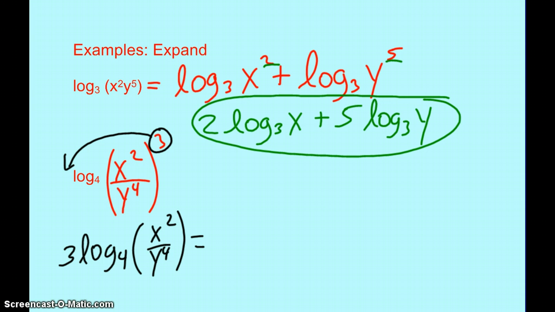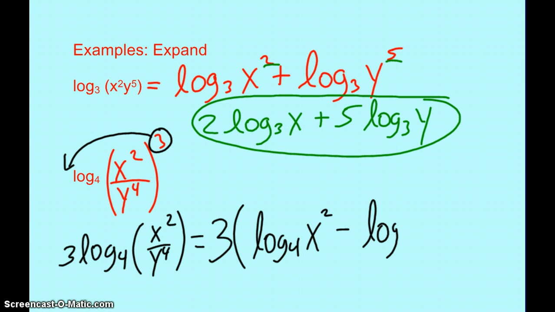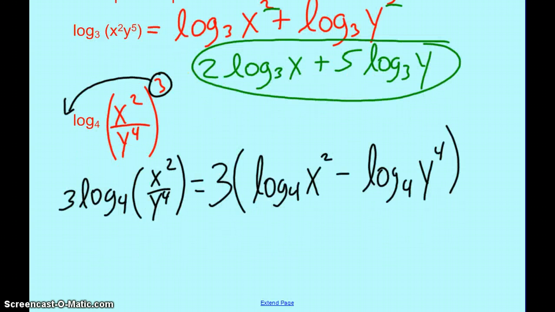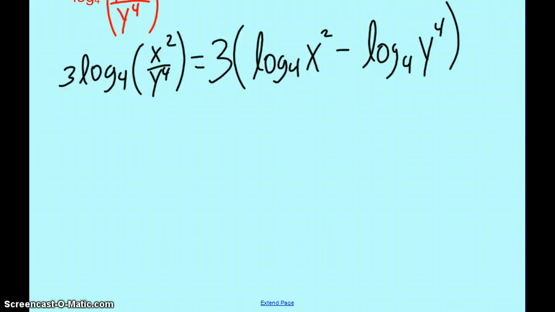Then, I need to make that into multiple logs. The 3 applies to everything, so therefore I'm going to put a parenthesis around it because that third power applied to both the x squared and the y to the 4th. So when I split it up, I need to make sure it applies to the x and the y. We use a parenthesis to do that. So I use my quotient rule to expand my logarithm.